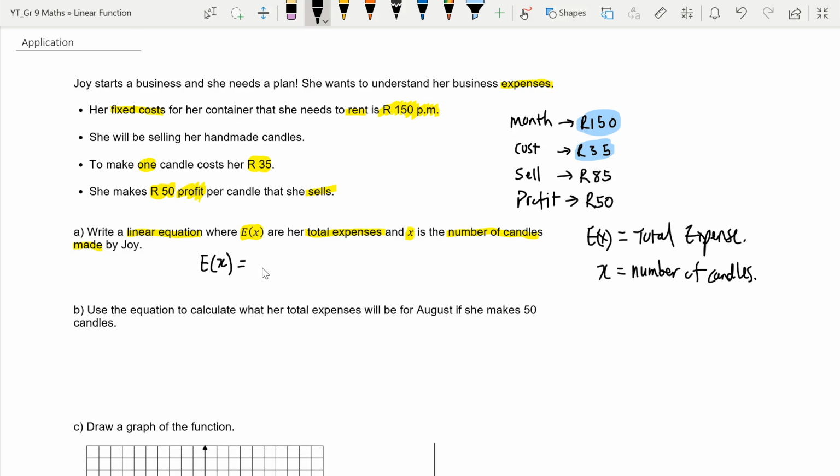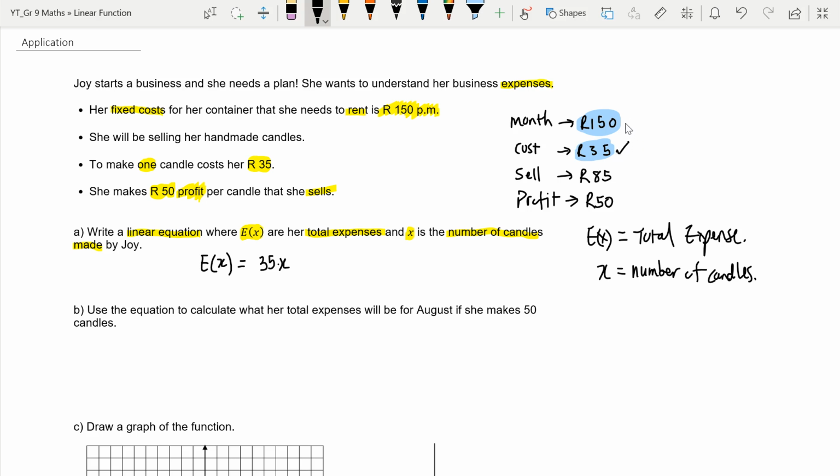We don't know how many candles she's making, but we do know that for every single candle that she makes, if we multiply that by 35, it will give us her expense. Think about that. 1 candle, 35 Rand. 2 candles, 70. 3 candles, 105. So in the place of x, we just substitute the number of candles that she is making. But that's not the only expense.